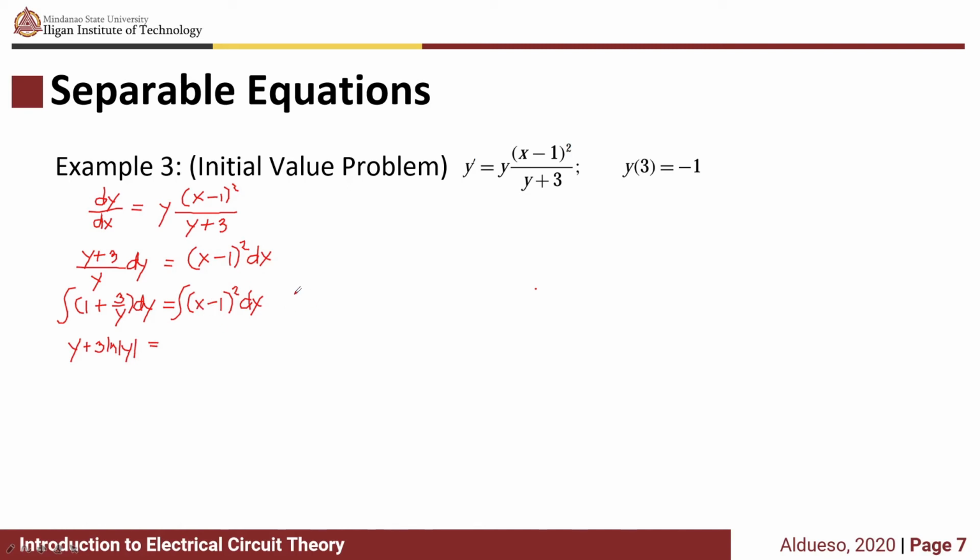so we can let u is equal to x minus 1, du is just dx. We have the integral of u squared du is equal to 1/3 u cubed plus an arbitrary constant. So this is y plus 3 ln of y equal to 1/3 times x minus 1 cubed plus c.